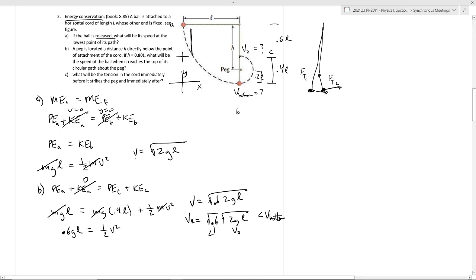So this was part A, the speed at the bottom. This is part B.